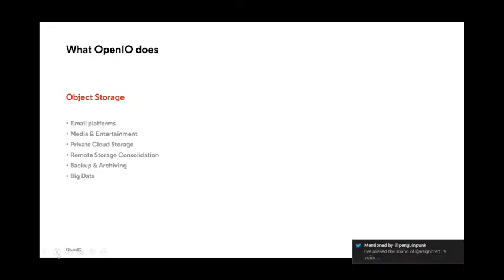We do two things. One is object storage. So traditional object storage use cases, like an email platform. Each single email is an object. It's actually a perfect object, because you have the content of the email, which is the data, and all the information that describes the email, including recipient and so on.